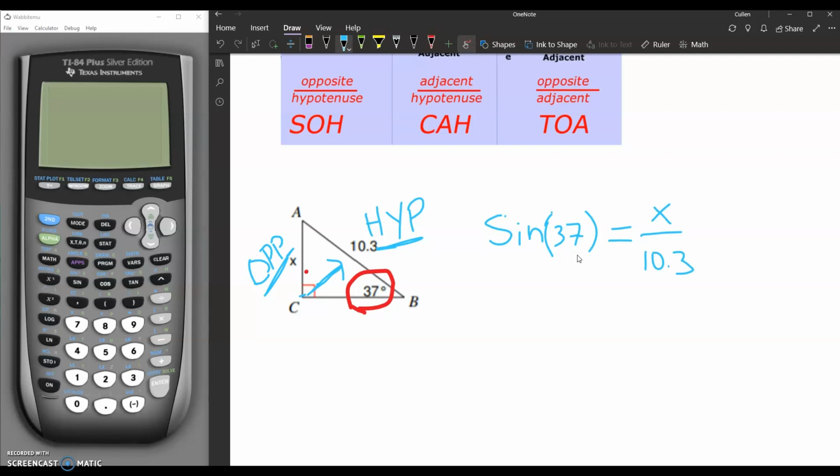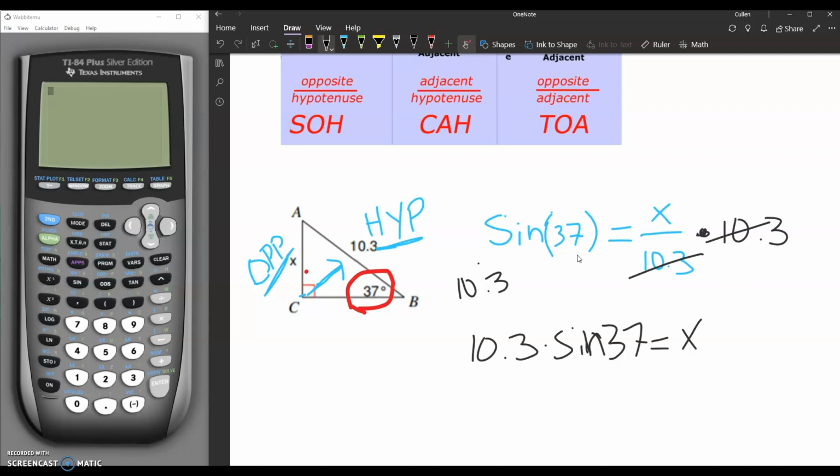Now all you want to do is solve for x. I want to get rid of the 10.3 in the denominator, so I'm going to multiply both sides by 10.3. Those will cancel out, and you'll have 10.3 times sine 37 equals x.